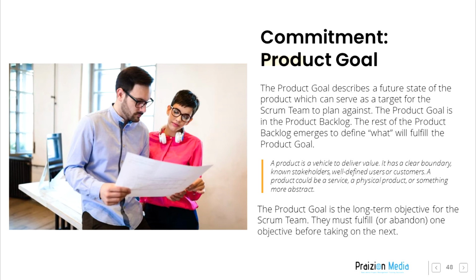A product is a vehicle to deliver value. It has a clear boundary, known stakeholders, and well-defined users or customers. A product could be a service, a physical product, or something more abstract. The product goal is the long-term objective for the Scrum team. They must fulfill or abandon one objective before taking on the next.